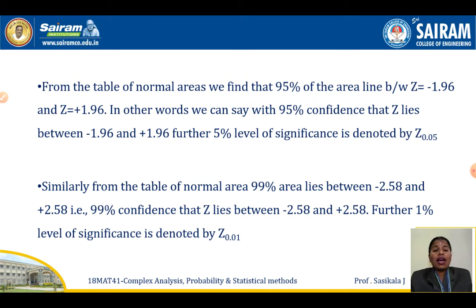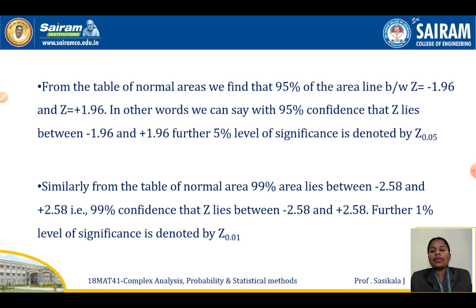So we have another one. Other than the 5% level of significance, we have the 1% level. So that also we'll see. Similarly, from the table of normal area, for 99%, the area lies between minus 2.58 and plus 2.58. That is, 99% confidence that z lies between minus 2.58 and plus 2.58.